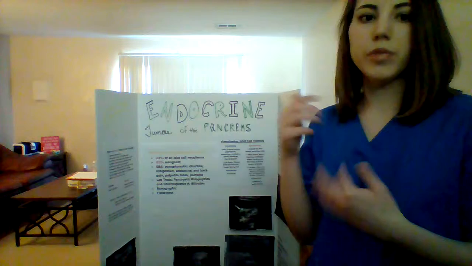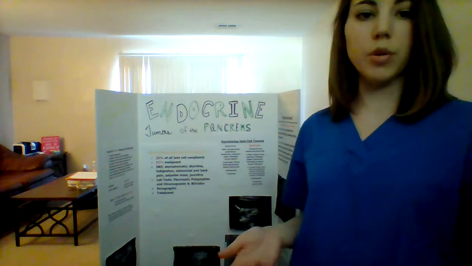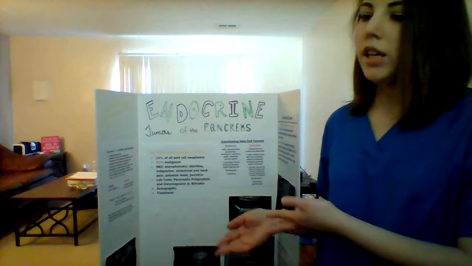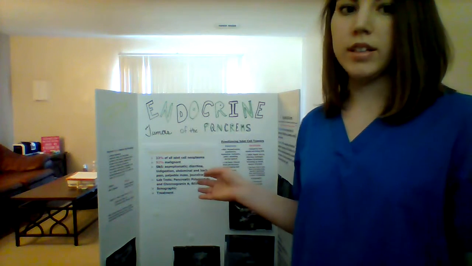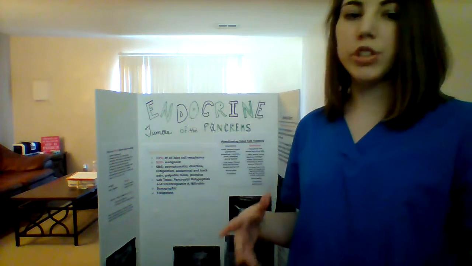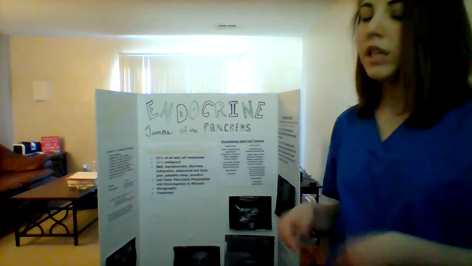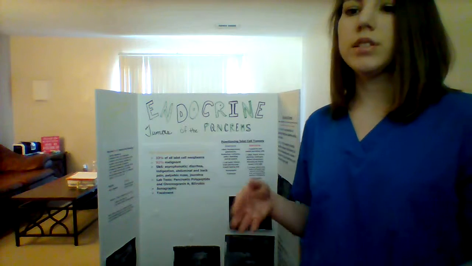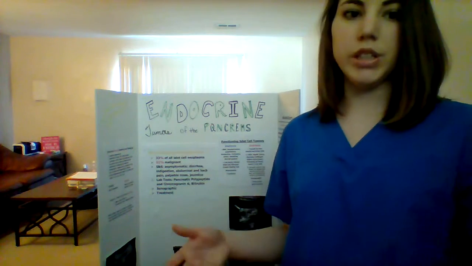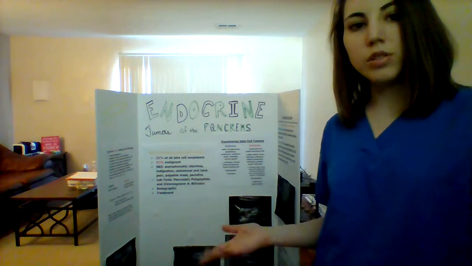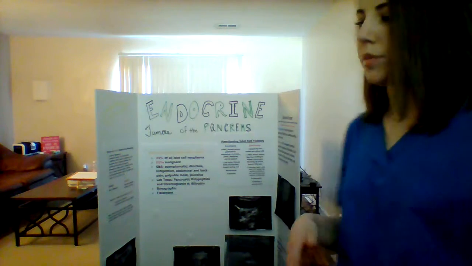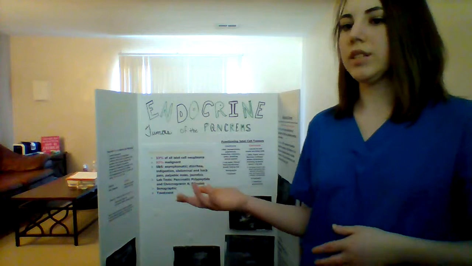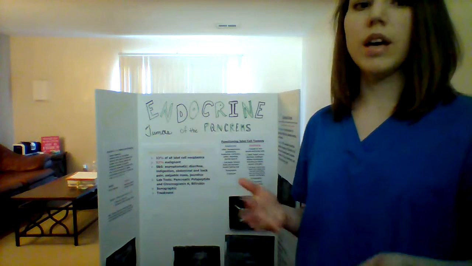In particular, the first kind I'm going to talk about is insulinoma. It's the most common functioning islet cell, and it has an overproduction of insulin. It's also known as a B-cell tumor because the insulin is produced and secreted in the beta cells, so it's known as a B-cell tumor sometimes. With this overproduction of insulin, it often causes hypoglycemia.